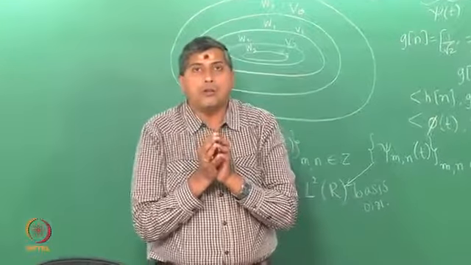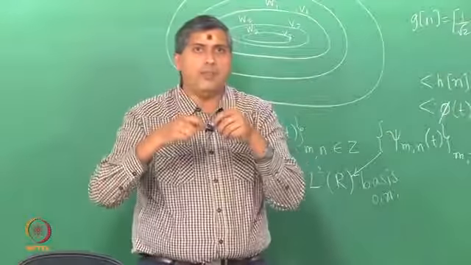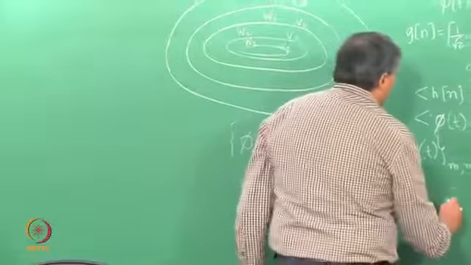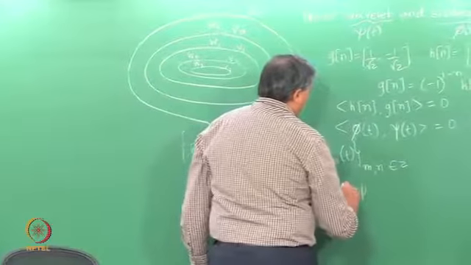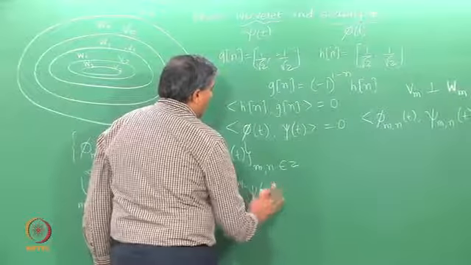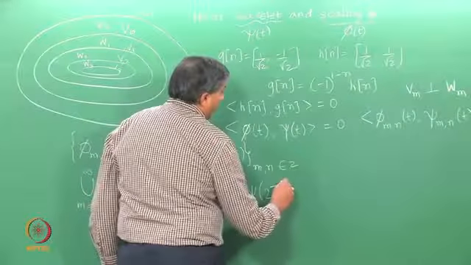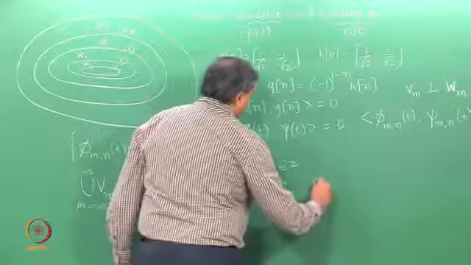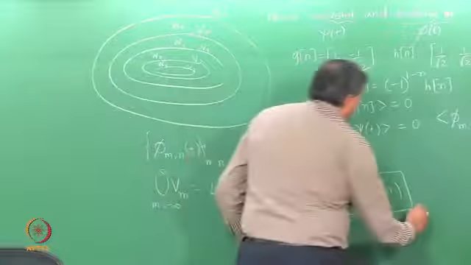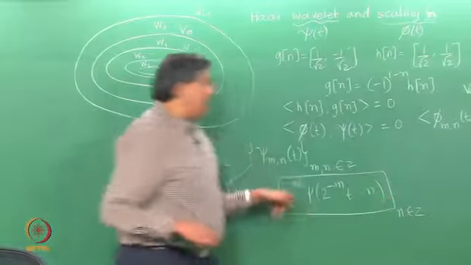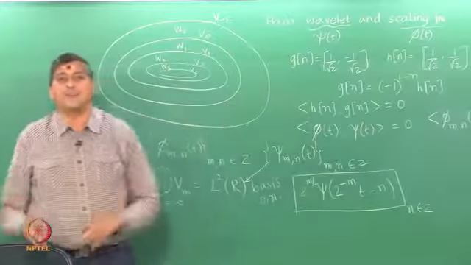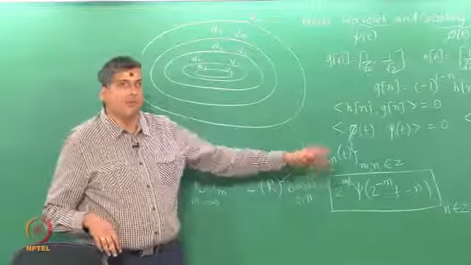They are not only orthonormal at a scale, that is, when we say the wavelet and its integer translates. That is, at any scale, the wavelet family is 2 to the minus m by 2 times psi of 2 to the minus m t minus n, for all values of n. That is what we mean. They are orthonormal at a given m and across m as well. That is the beauty of these wavelets.